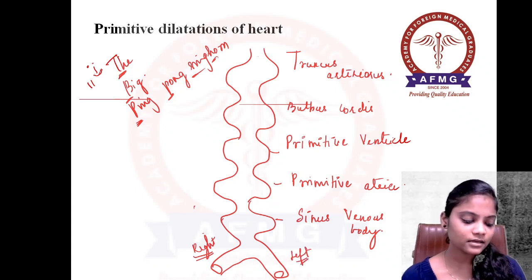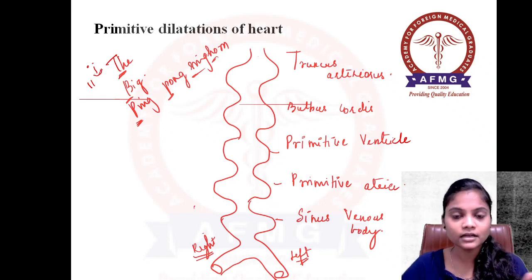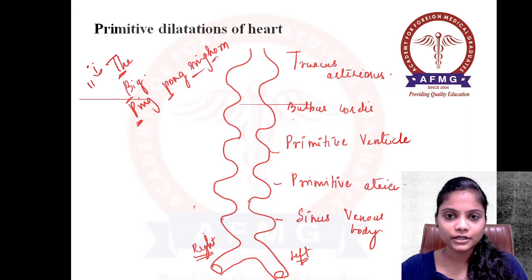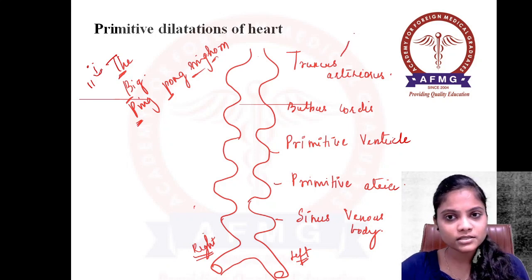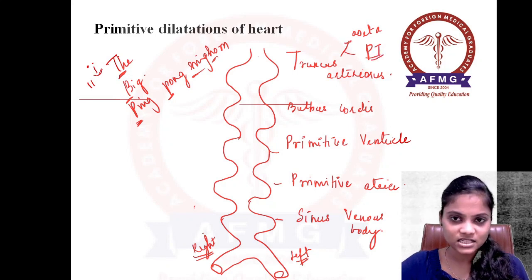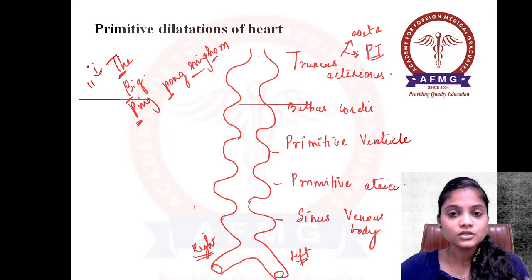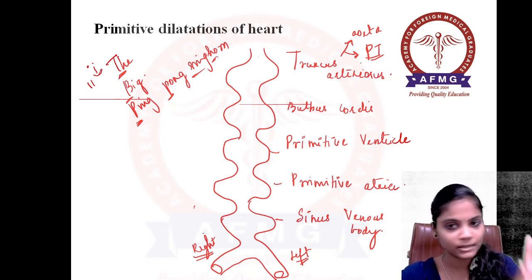In the truncus arteriosus, what does trunk mean? Trunk means the biggest part, right? So in your truncus arteriosus, the main thing to know is two very big trunks. What are they? One is your aorta and the other is your pulmonary trunk, which I'm marking as PT. This is how your truncus arteriosus gives rise to the aorta and pulmonary trunk.